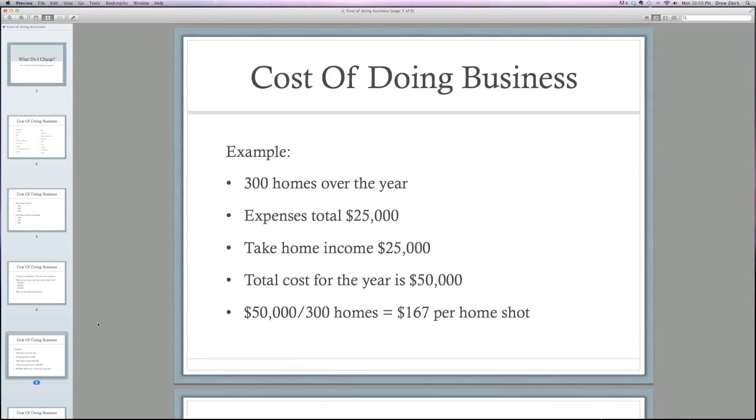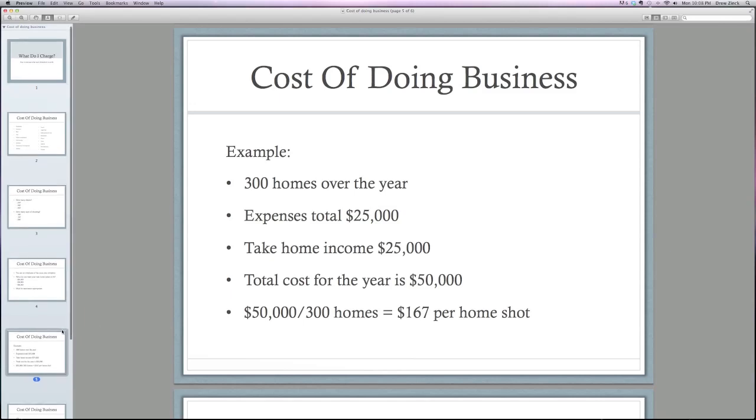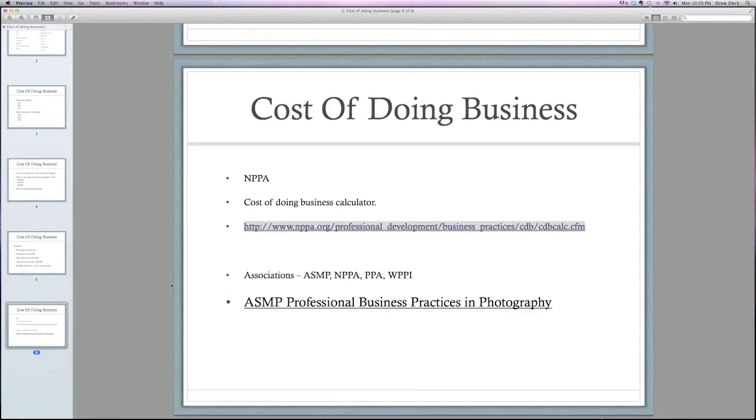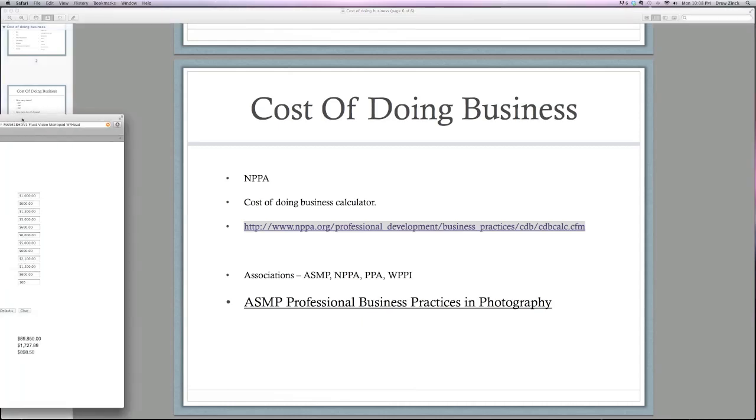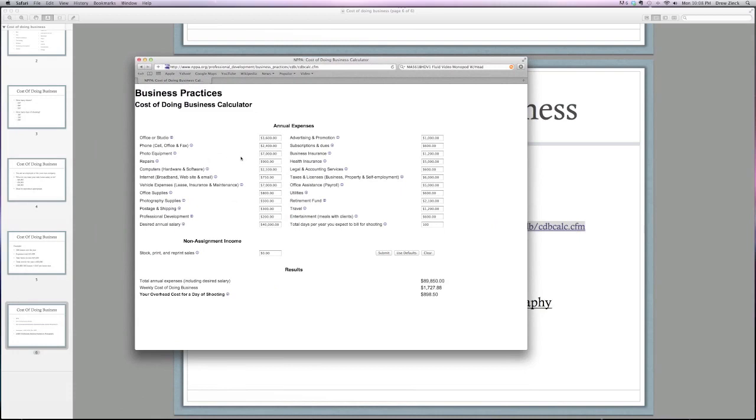Now, a lot of you may be saying that you don't want to pull out a calculator or a pad of paper and figure this all out. So I have this great website put out by the NPPA, and it's a cost of doing business calculator. And it's the one that the ASMP links to, and it's kind of the gold standard. And here it is. And this is the example that they put in. Automatically, you can clear it. Go back to zero. But here we have studio, phone, photo equipment, repairs, computers. Basically it gives you a list of just about everything that you can possibly have as an expense, including right here your desired annual salary and your total days of shooting.